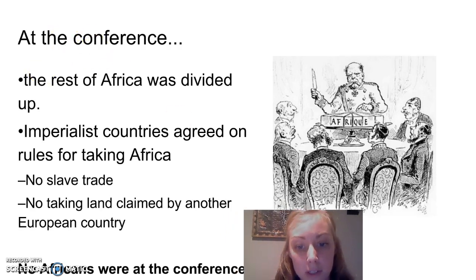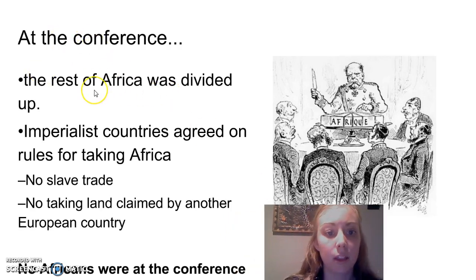At the conference, the rest of Africa was divided. So Africa was completely divided up. Imperialist countries also agreed on some rules for taking Africa that they would abide by. One said no slave trade, so we're ending our slave trade. We no longer have slaves. Now we're just going to force those Africans to work for us, but they're not exactly calling it slavery, even though it was kind of similar to that idea.